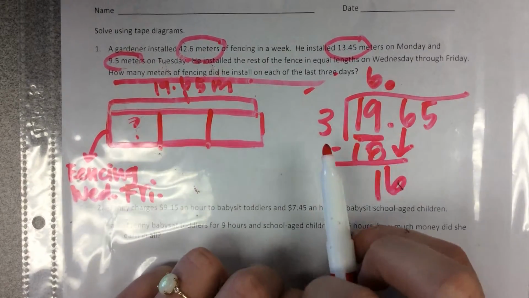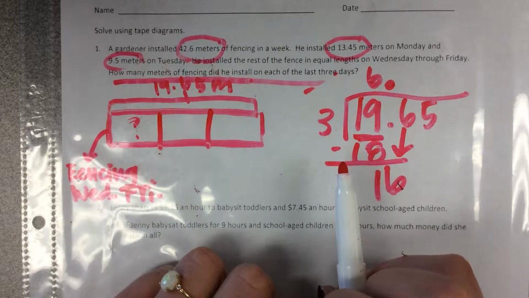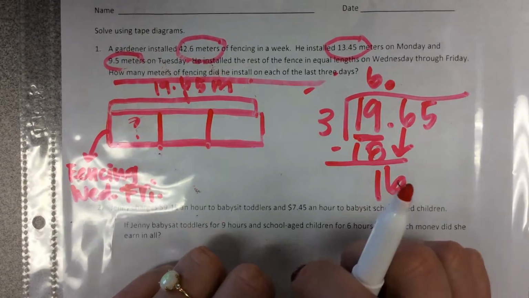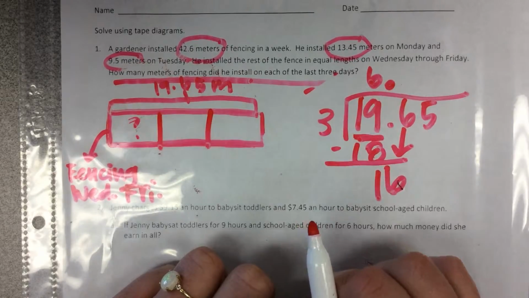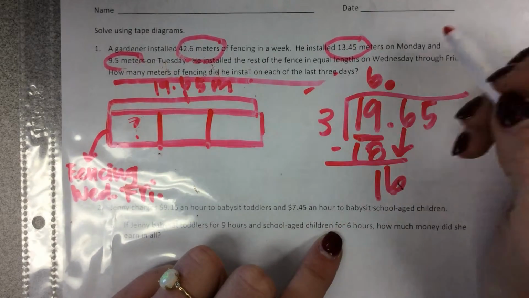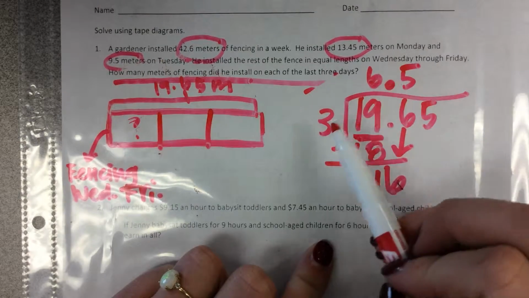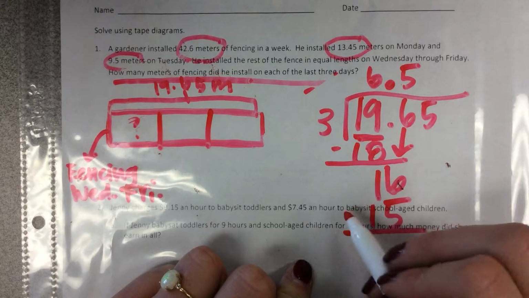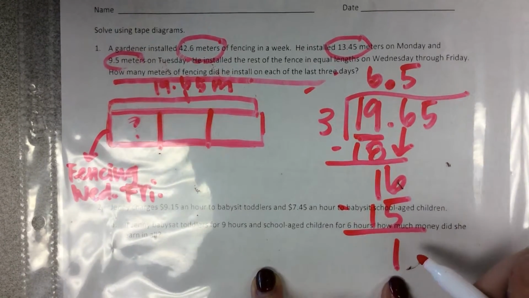And when we start over, let's divide. 3 goes into 16. How many times? If you don't know, skip count. 3, 6, 9, 12. Keep going like that. So we know that 5 times 3 is 15. It's probably the best we're going to do. So put your 5 above the tens place and multiply. 5 times 3 is 15. 16 minus 15 is 1. Are we done? Nope, we still have some left over.